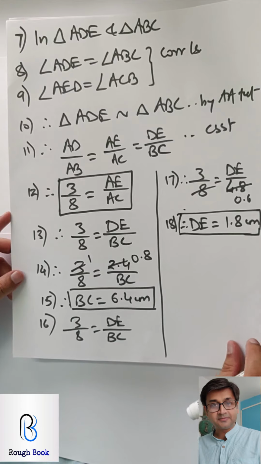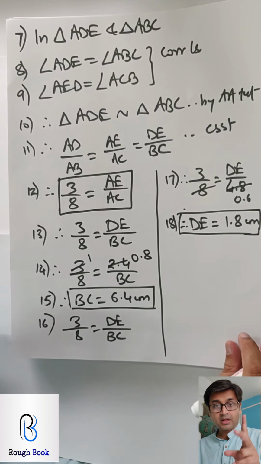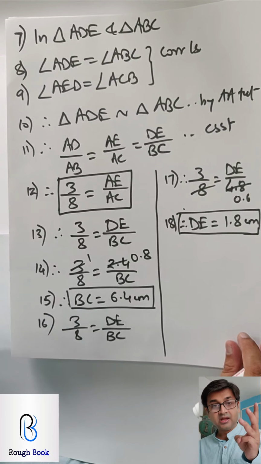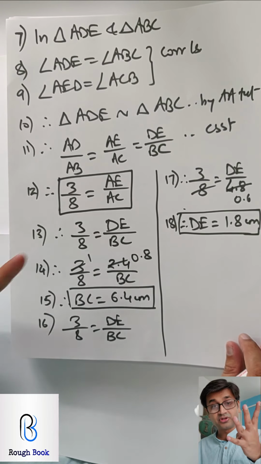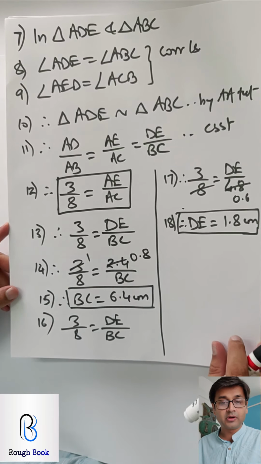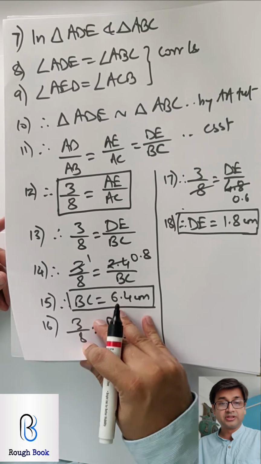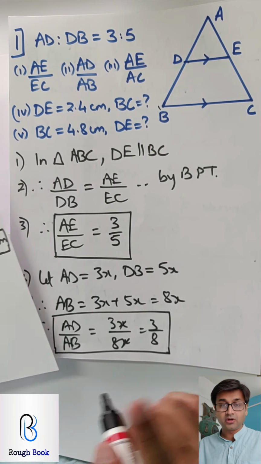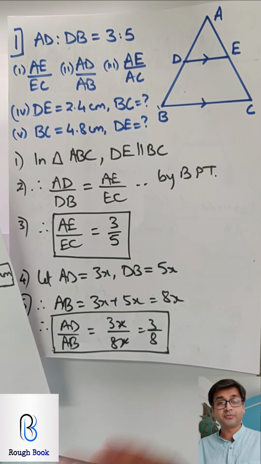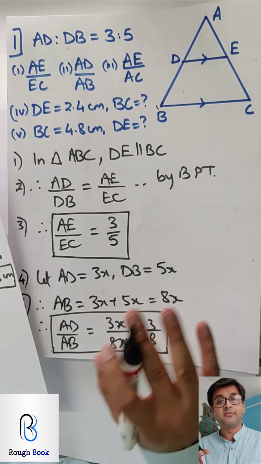Did you get the entire sum? So we used over here everything, BPT, then we used CSST, we used tests of similarity, we used the X method. So all four things in one sum. Very important question, and you will find such questions in the exam for sure. So it's my advice, if you've copied something, go back, repeat the entire sum, get it clear in your head, only then go ahead, so that from the next sum onwards it becomes easy for you.